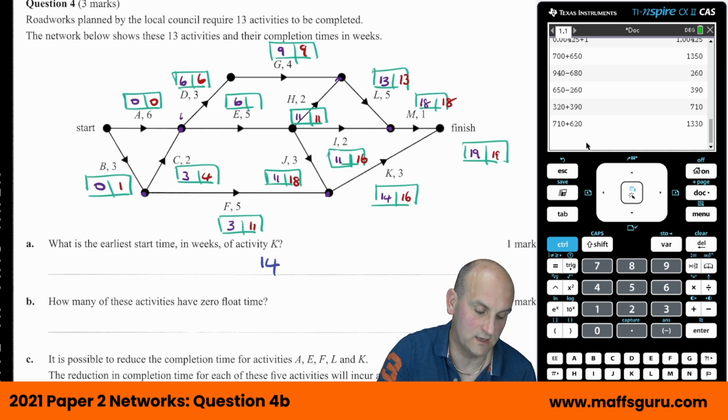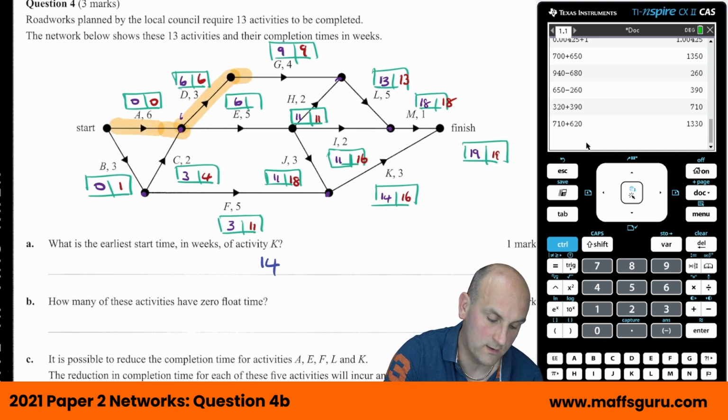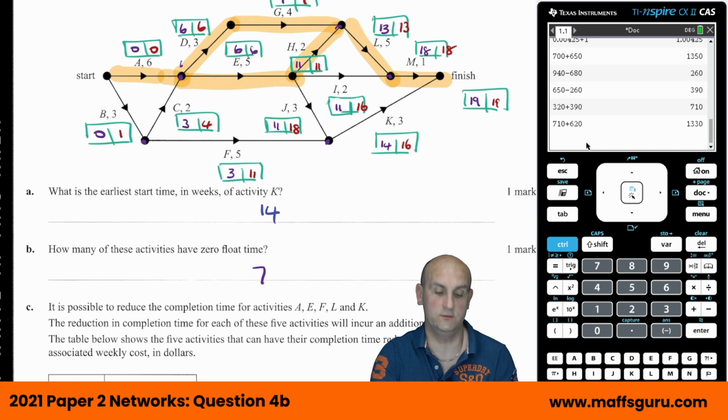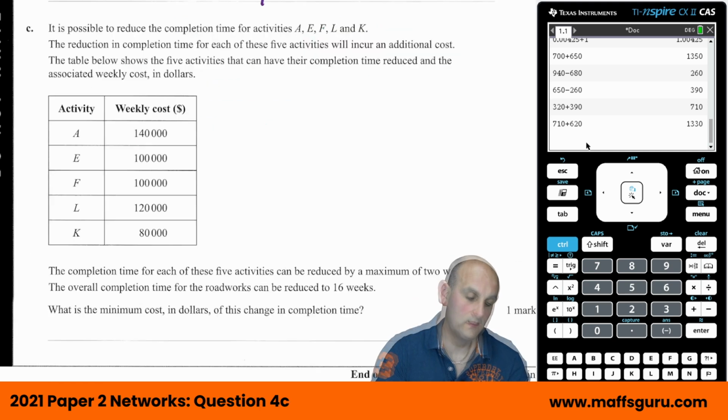So we wanted float time of 0. That one, that one, that one, that one. Oops, I missed one. That's also a 6. That one, and that one. 1, 2, 3, 4, 5, 6, 7. There we go. 7 activities had a 0 float time. We didn't want you to list them.